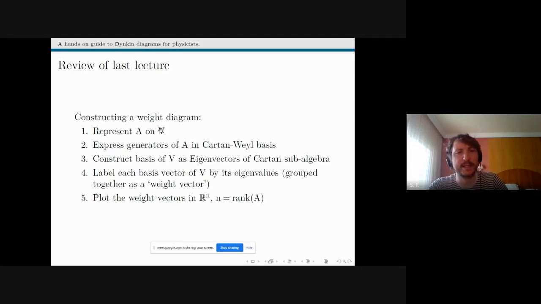And once we had these bases, we found a nice way of labeling the basis of V in terms of its eigenvalues. We grouped these eigenvalues together into weight vectors, and then we plotted the weight vectors in R^n, where n is the rank of the initial algebra. Okay, so this is the full prescription of what we did last time. And in particular, when we're looking at adjoint representations, we call the weight diagram a root diagram.